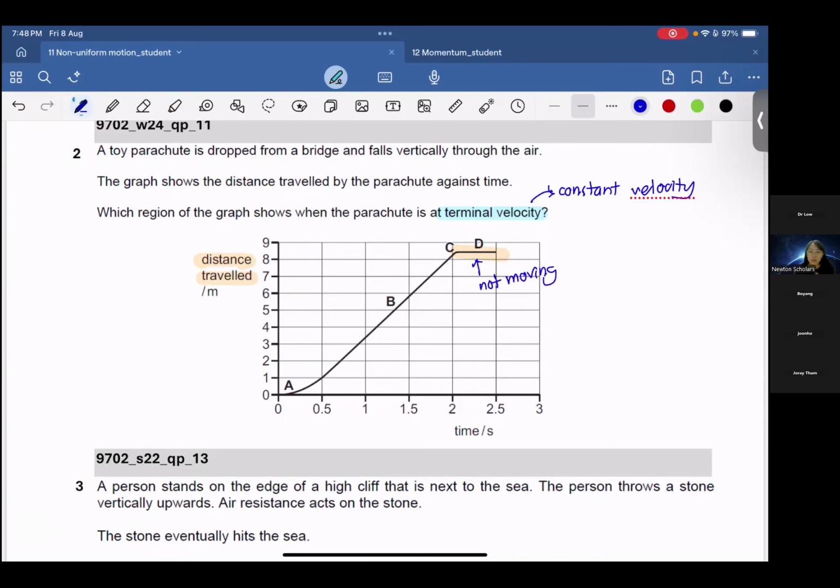Constant velocity means that it is moving with a constant speed. So for this question, your answer should be B. This is a distance time graph. If you choose D, that is not moving. Okay, so we go to question number 3.